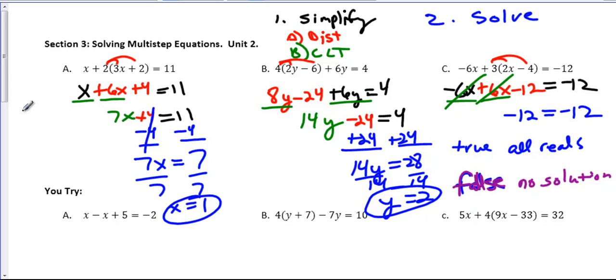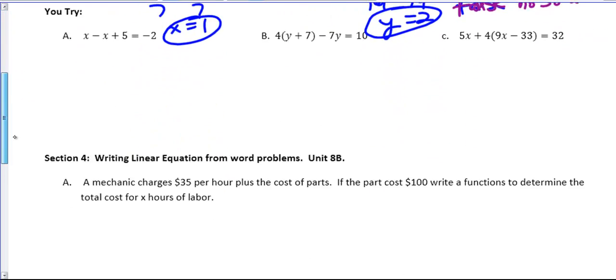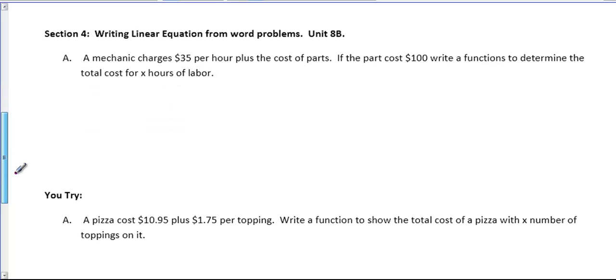Alright, 3 more U-tries for you to do, and one last example here. Alright, in 8b, we learned how to write linear equations from word problems. Alright, and what we learned was, first of all, obviously we need to read the problem, and we're looking for 2 specific things. So we have a mechanic that charges $35 per hour plus the cost of parts.